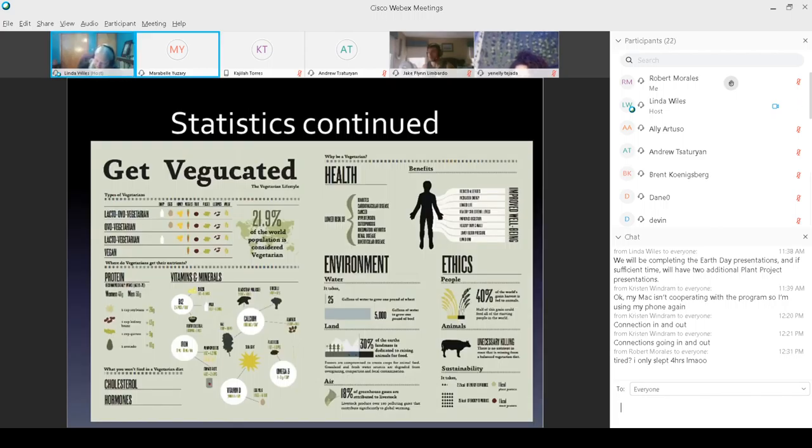Okay. So this is just another picture, and it has some stats on the cholesterol levels of people and different health benefits or bad things that come with being vegan, but it's mostly good things, and how only 21% of the world is considered vegetarian but not vegan. I still think that's a pretty big number. That's over a fifth of the population.